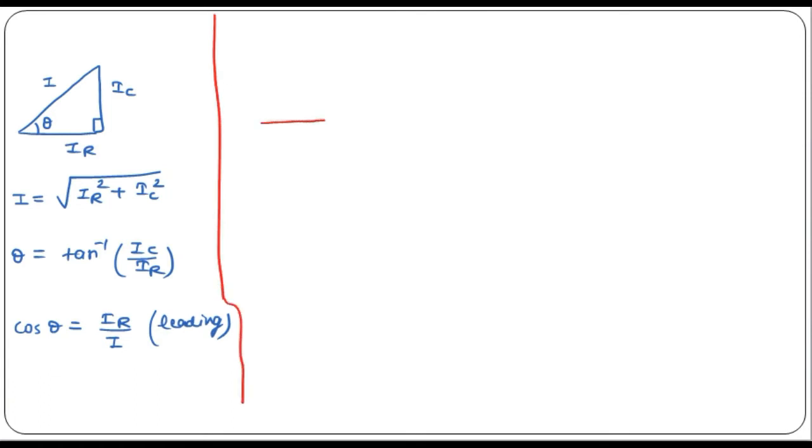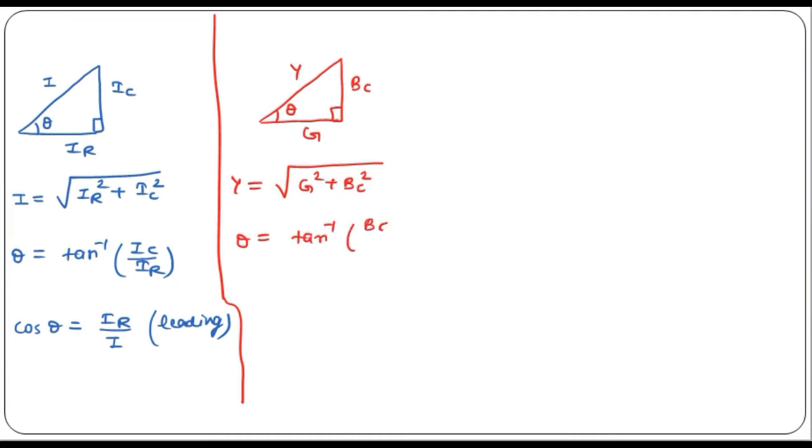So this is G, that is conductance, this is BC, that is capacitive susceptance, and this is the total admittance of the circuit, that is Y. This is theta and this is 90 degree. Then this Y is given by square root of G square plus BC square. Theta is given by tan inverse of BC, that is capacitive susceptance, by conductance, and this cos of theta is given by G by Y, and the power factor will be leading in nature.